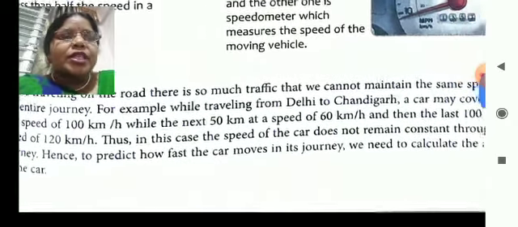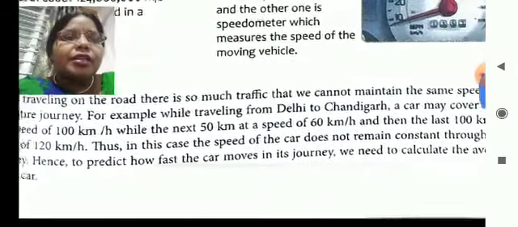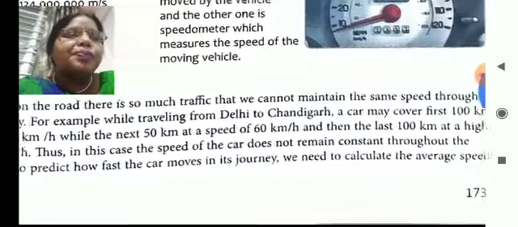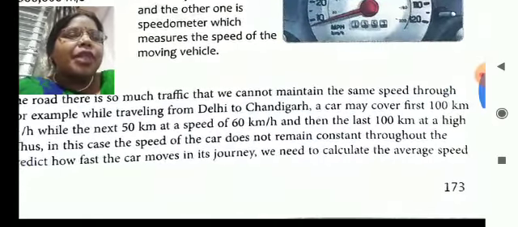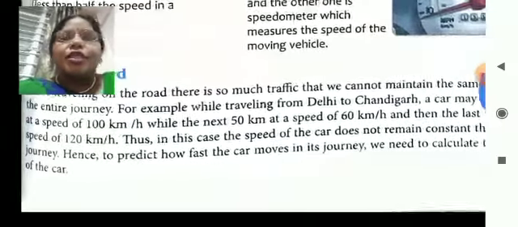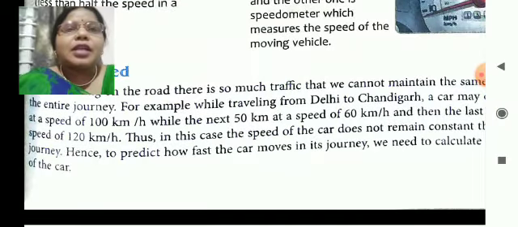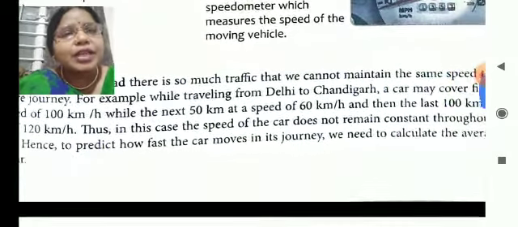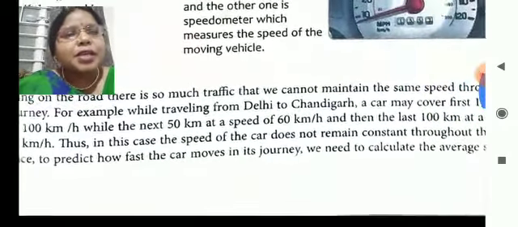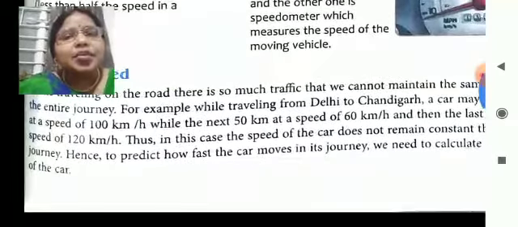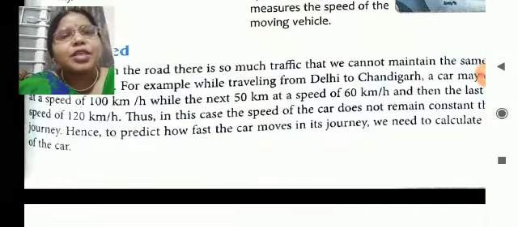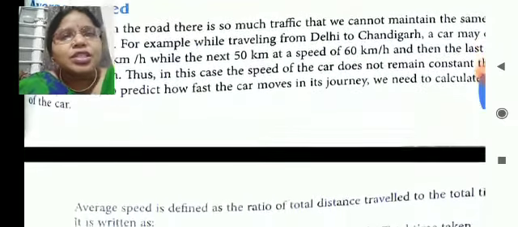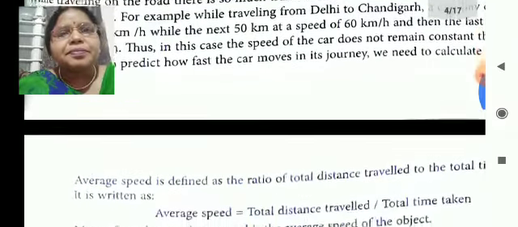For example, you can see here, when traveling from Delhi to Chandigarh, a car may cover the first 100 kilometers at a speed of 100 kilometers per hour, the next 50 kilometers at a speed of 60 kilometers per hour, and the last 100 kilometers at a speed of 120 kilometers per hour. That means the speed is not constant. It is changing every hour.